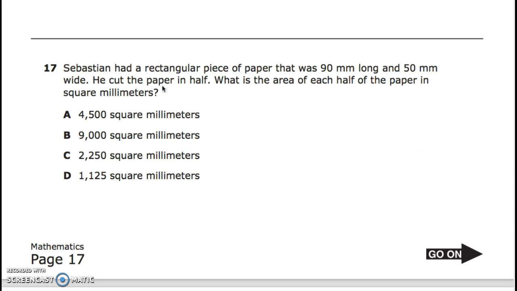Number 17. Sebastian had a rectangular piece of paper that was 90 millimeters long and 50 millimeters wide. He cut the paper in half. What's the area of each half of the paper in square millimeters? Pause this video now to work the problem.